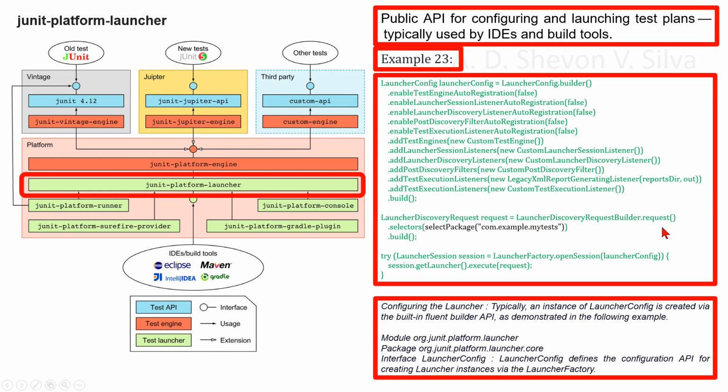Typically, an instance of LauncherConfig is created via the built-in fluent builder API as demonstrated in this example. The interface LauncherConfig is in package org.junit.platform.launcher.core in module org.junit.platform.launcher. LauncherConfig defines the configuration API for creating launcher instances via the LauncherFactory. If you require fine-grained control over automatic detection and registration of test engines and listeners, you may create an instance of LauncherConfig and supply that to the LauncherFactory.